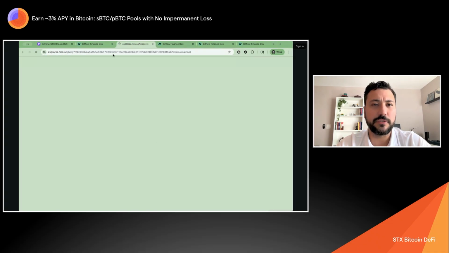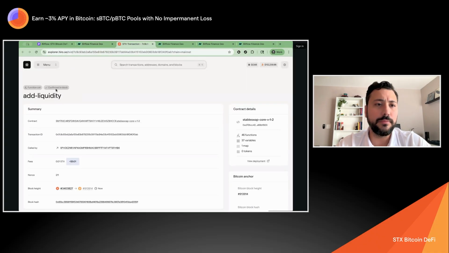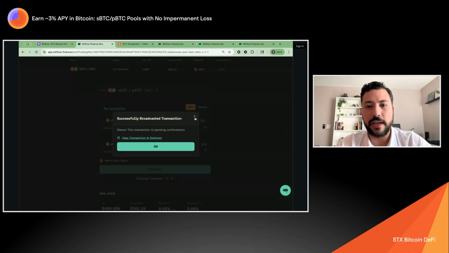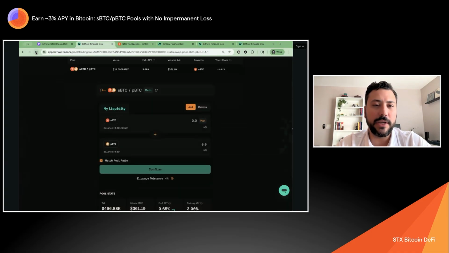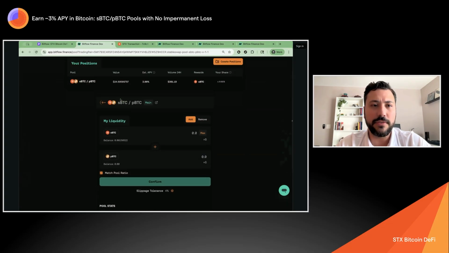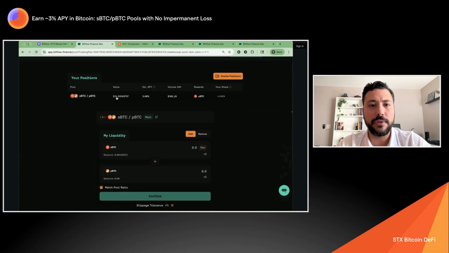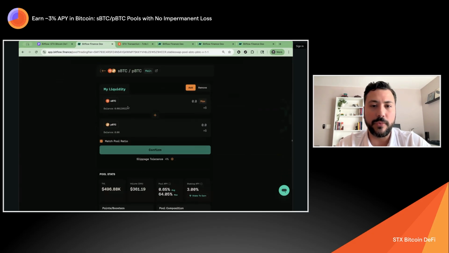You can view that on the Explorer as well. You don't have to, but you can see it's already confirmed in the block. Super fast on Stacks. And when you refresh your page, which should be refreshed already, you can see here now I have $24 worth of sBTC and pBTC, earning 3% APY. And that's your share of the pool, right?